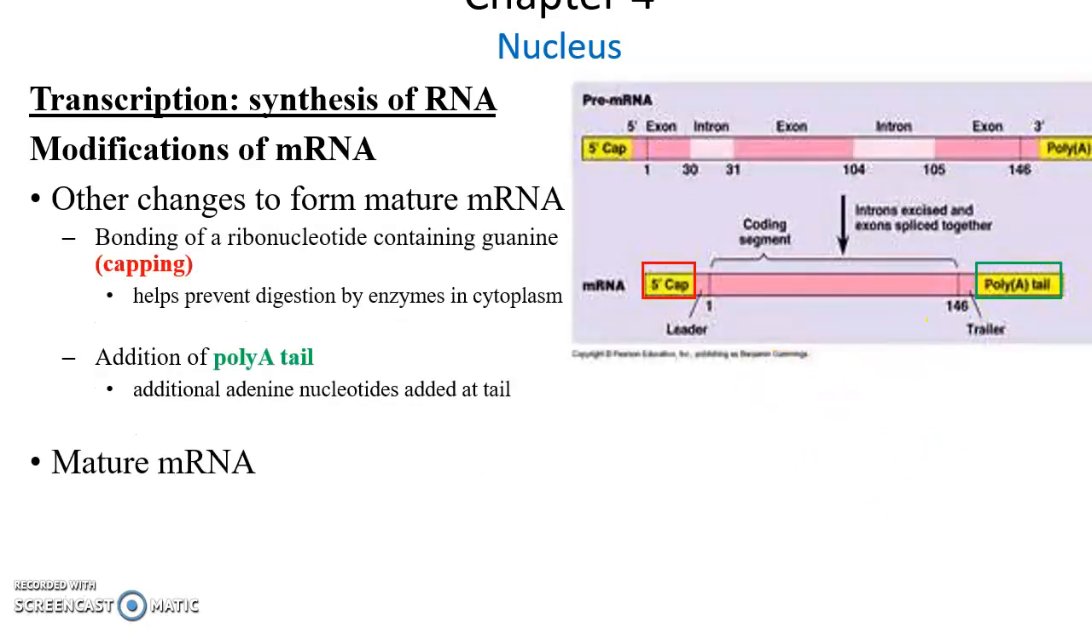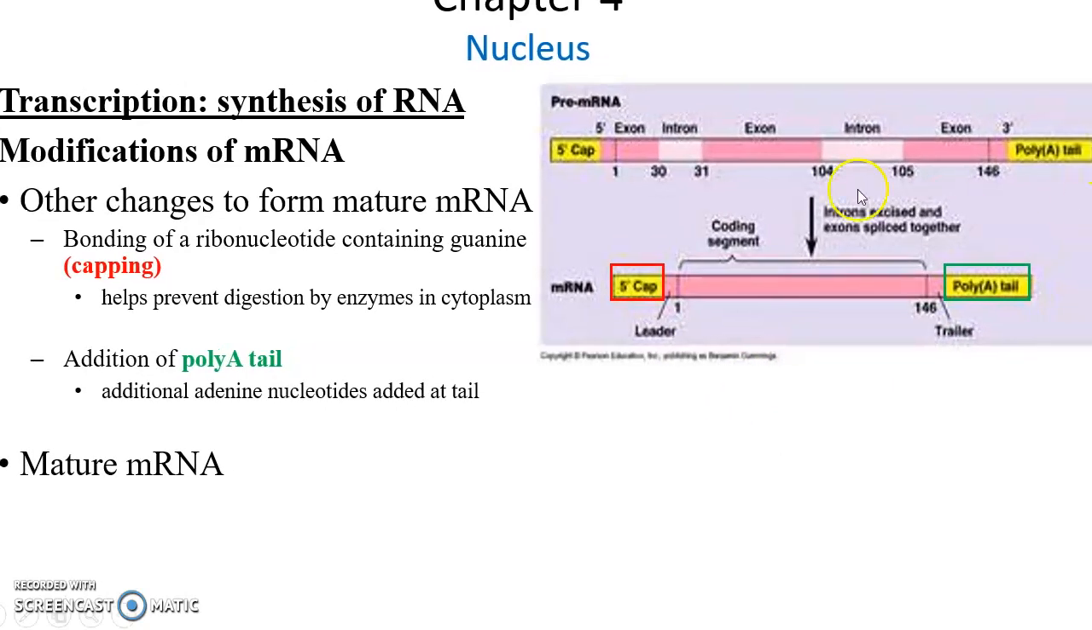Other changes to the pre-RNA include a 5' cap. This is a guanine RNA nucleotide being added to the 5' end, the beginning of the messenger RNA. It's capped because it's put on backwards. And then at the 3' end of the messenger RNA, a long poly A tail is added. So lots and lots of adenine nucleotides are added to the 3' end. And then this would be the mature messenger RNA, 5' cap, only the required exons, and then the poly A tail at the 3' end.